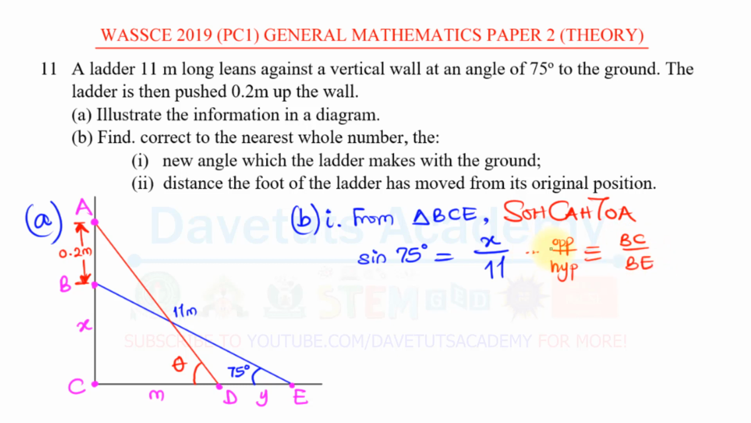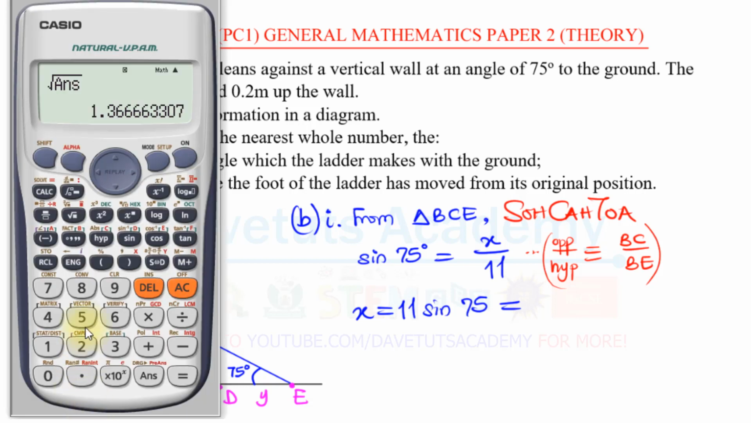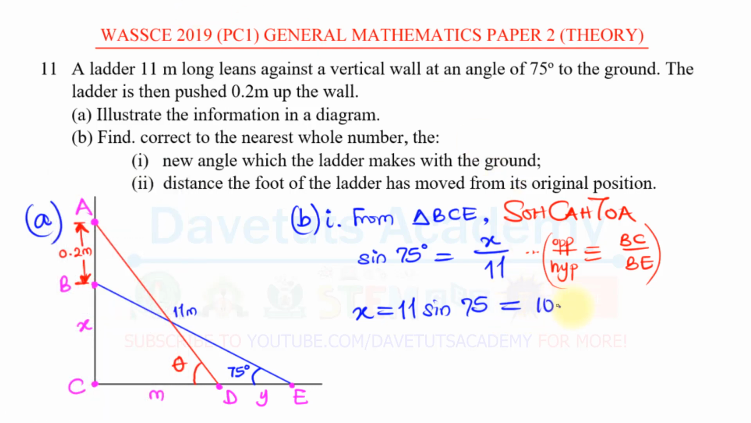Okay, so this is noted for explanation purposes, such that from there I can get x to be 11 sine 75. And what is 11 sine 75? I'm bringing my calculator. 11 sine 75 is equal to 10.63 meters. So I can say x is equal to 10.63.